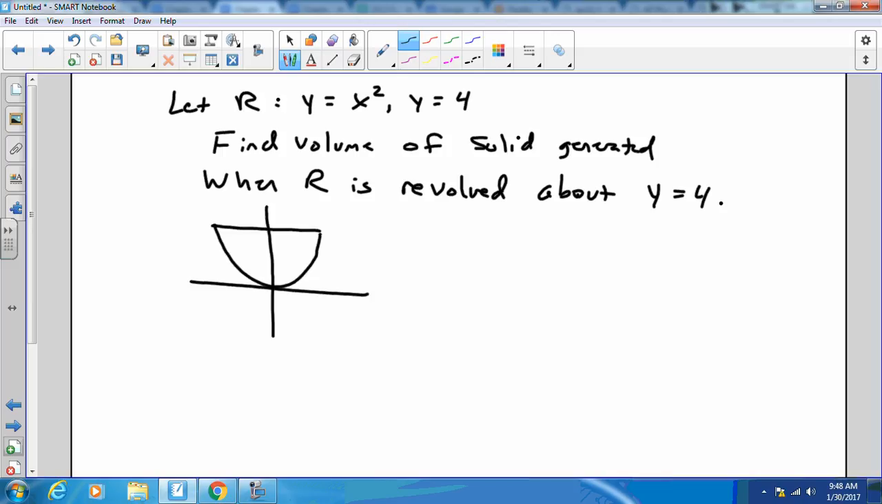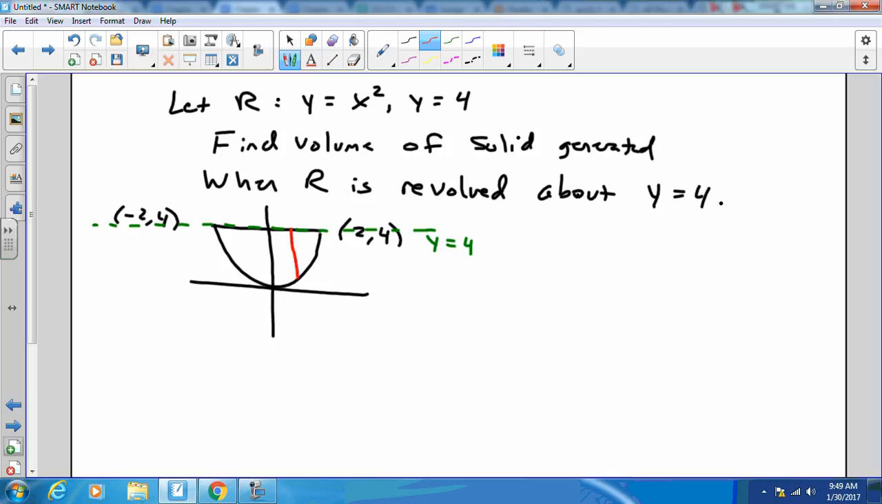Now let's picture what's happening here. When we take the region R and we revolve it about the line y equals 4, we get for ourselves a solid of revolution. And if we visualize, here's our axis of revolution, y equals 4. And when I revolve this region completely about the line y equals 4, I end up generating a shape that looks a whole lot like an M&M.